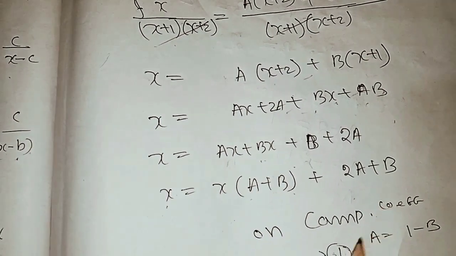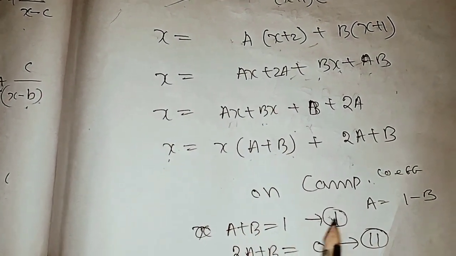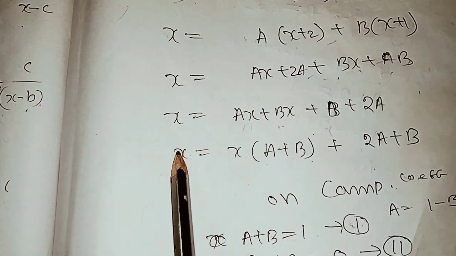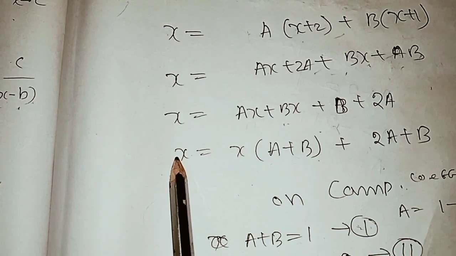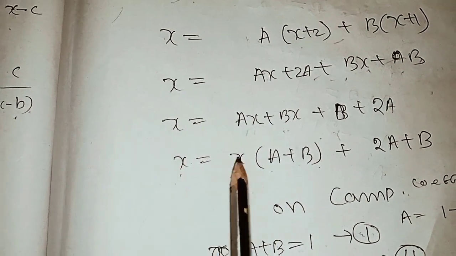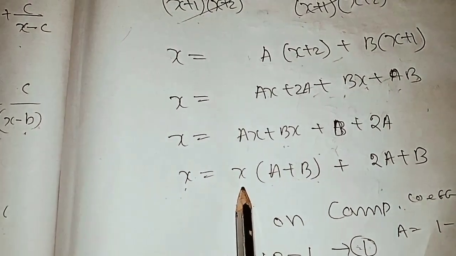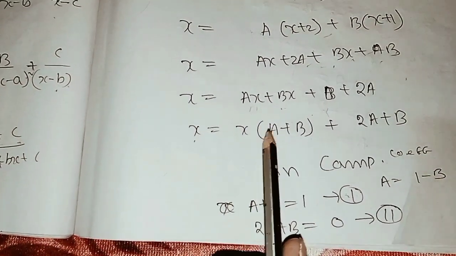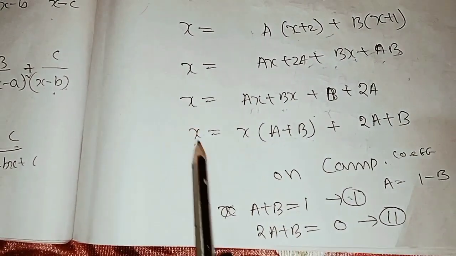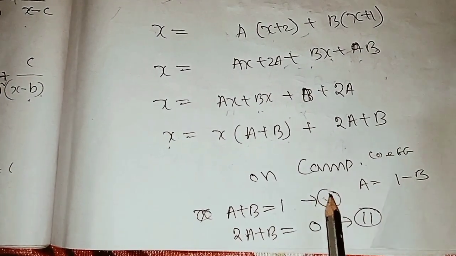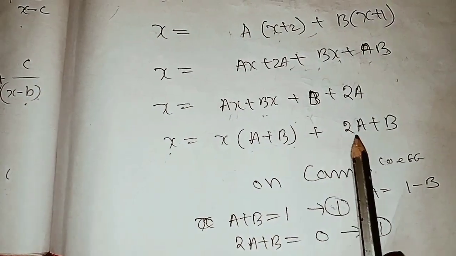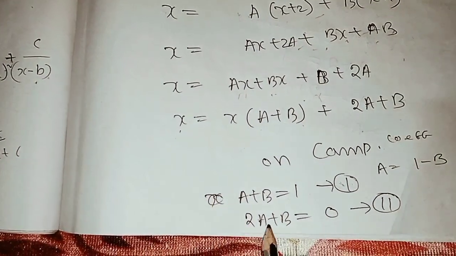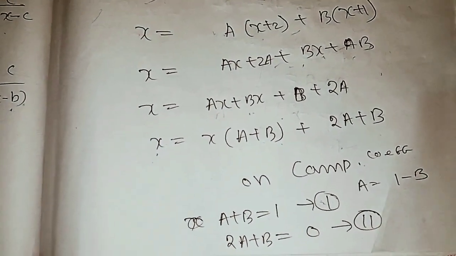So on comparing the coefficient of x, what is the coefficient here? Coefficient means which number is multiplied with x. Here 1 is multiplied with x, but here a plus b is multiplied with what? x, yes or no? So you can see a plus b has coefficient 1, so a plus b equals 1, this is considered as equation number 1, and 2a plus b is a constant, so there is no constant on the left, so 2a plus b is equal to 0, and this is considered as equation number 2.